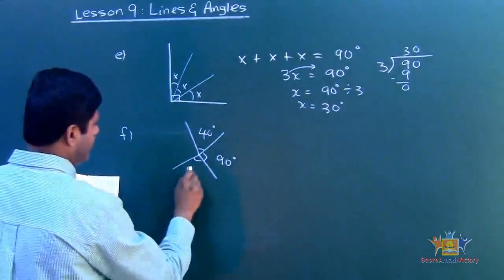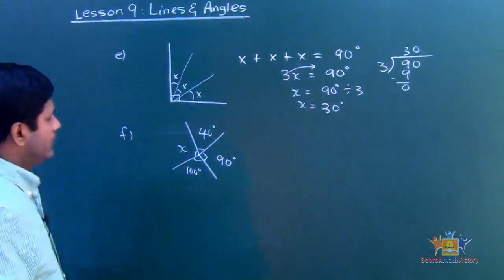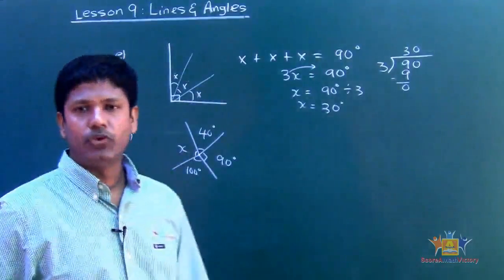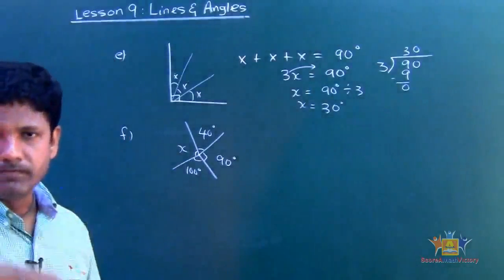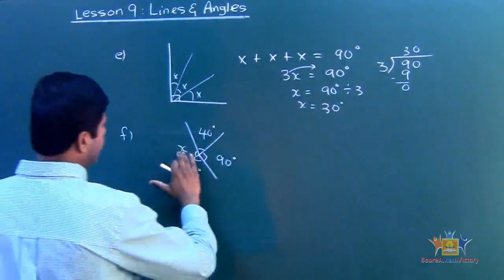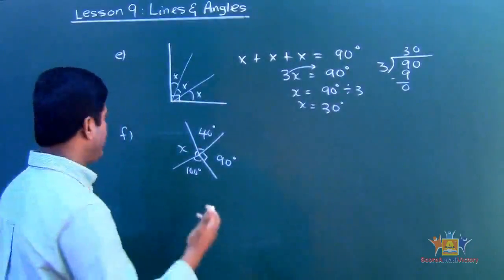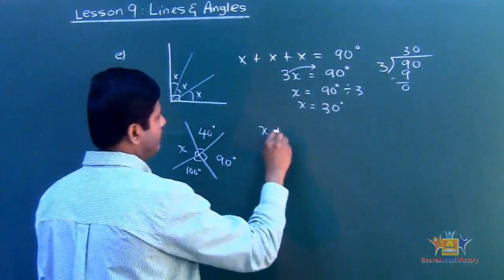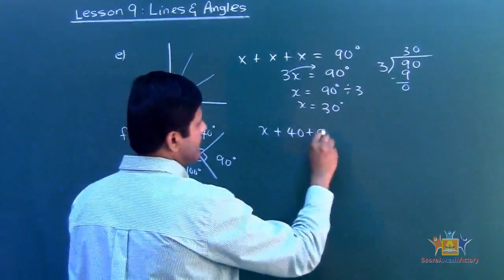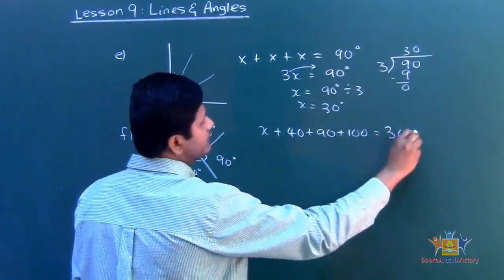And this one is given 100 degrees, and I'm looking for x right there. So, what kind of a total angle is that? It's a complete circle. So that means 360. That means x plus 40 plus 90 plus 100 should equal 360. Okay, so x plus 40 plus 90 plus 100 equals 360 degrees.